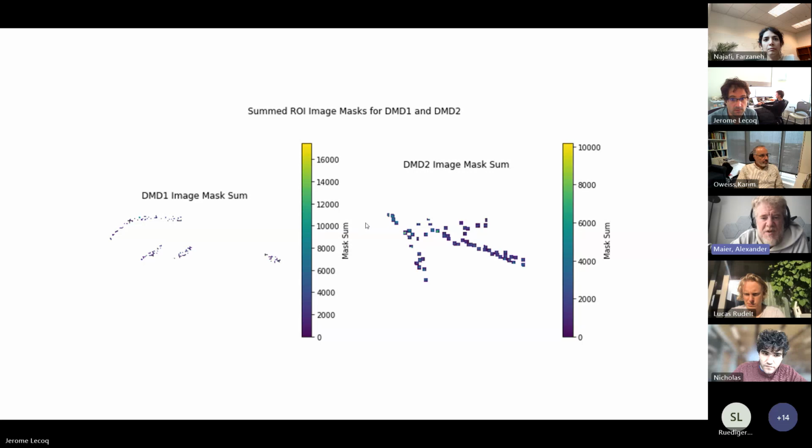And which one is higher up? Do you remember, Jerome? Which one is apical? Which one is higher up in cortex? I think it's DMD2. Yeah, I think it's DMD2. DMD1 is the somatic. That was what the website says, I think. Okay, so then we can go to the next slide.